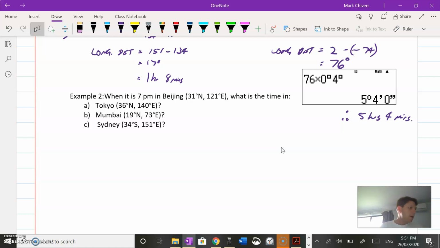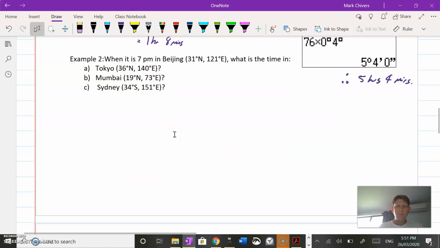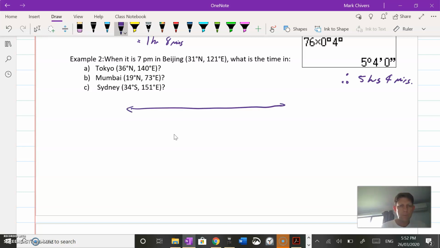Okay, so that's that basic system there. We can then use the same process to answer questions like the one here. If it's 7 p.m. in Beijing, what time is it in all those cities? And I think the best way to start is probably just to put all of them on a number line. So they're all east, so the most westerly of those is going to be 73 degrees, and that's Mumbai. And then we've got 121 degrees, which is Beijing, our reference city.